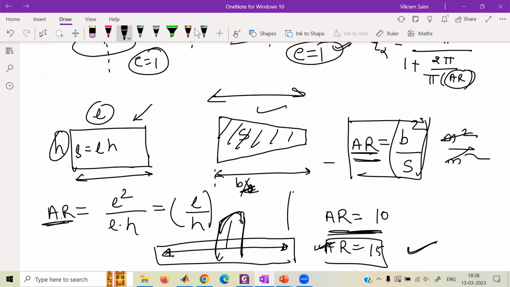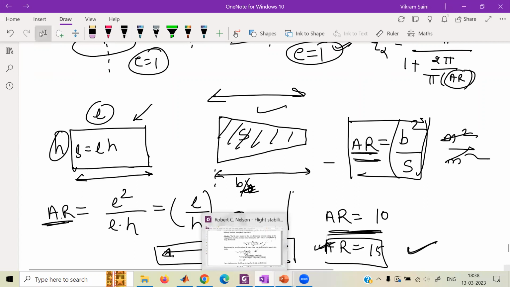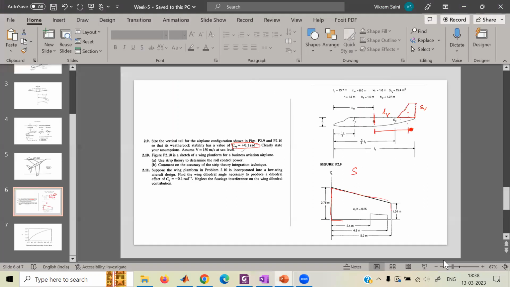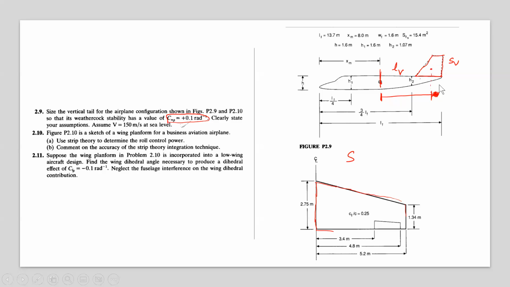The question is, what should be the aspect ratio for the vertical tail we are designing? This aspect ratio could be maybe about 1.5. So the length is approximately 1.5 times the width when we have a perfectly rectangular wing. Okay, so we can go with this number.